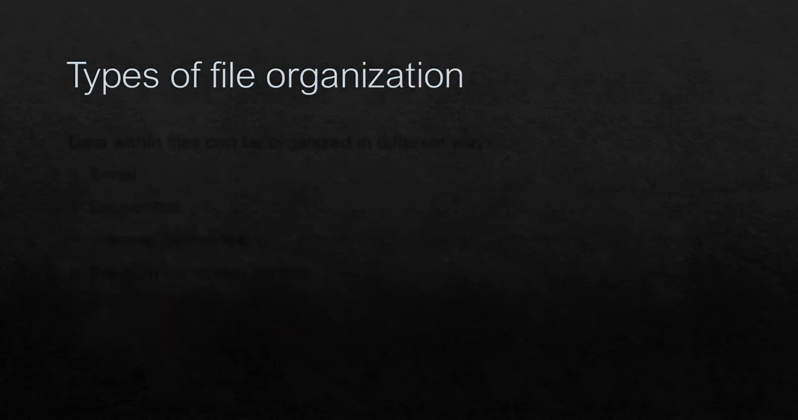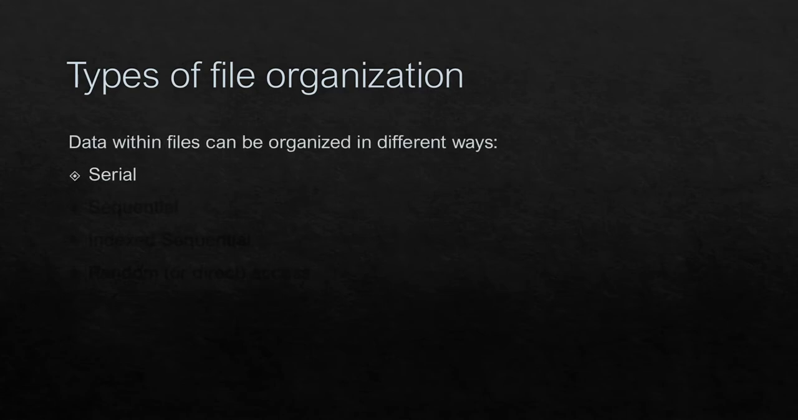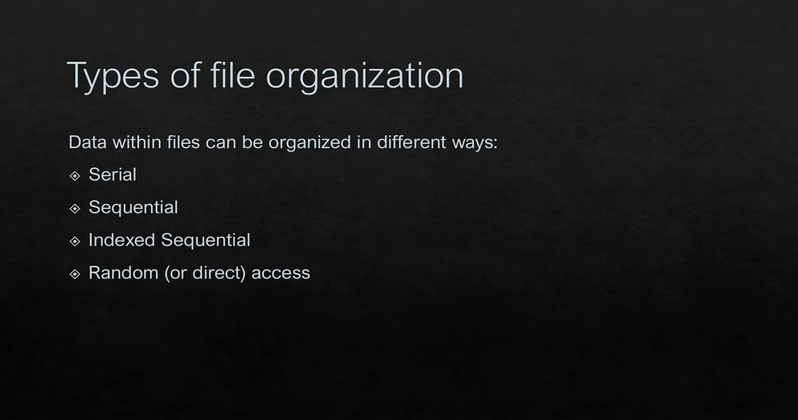But we'll start off by talking about the different types of file organisation. Rather than just putting data in files, which is serial organisation, we can organise it sequentially using index sequential organisation, or we can do random or direct access to the file, and we're going to cover each of these topics.